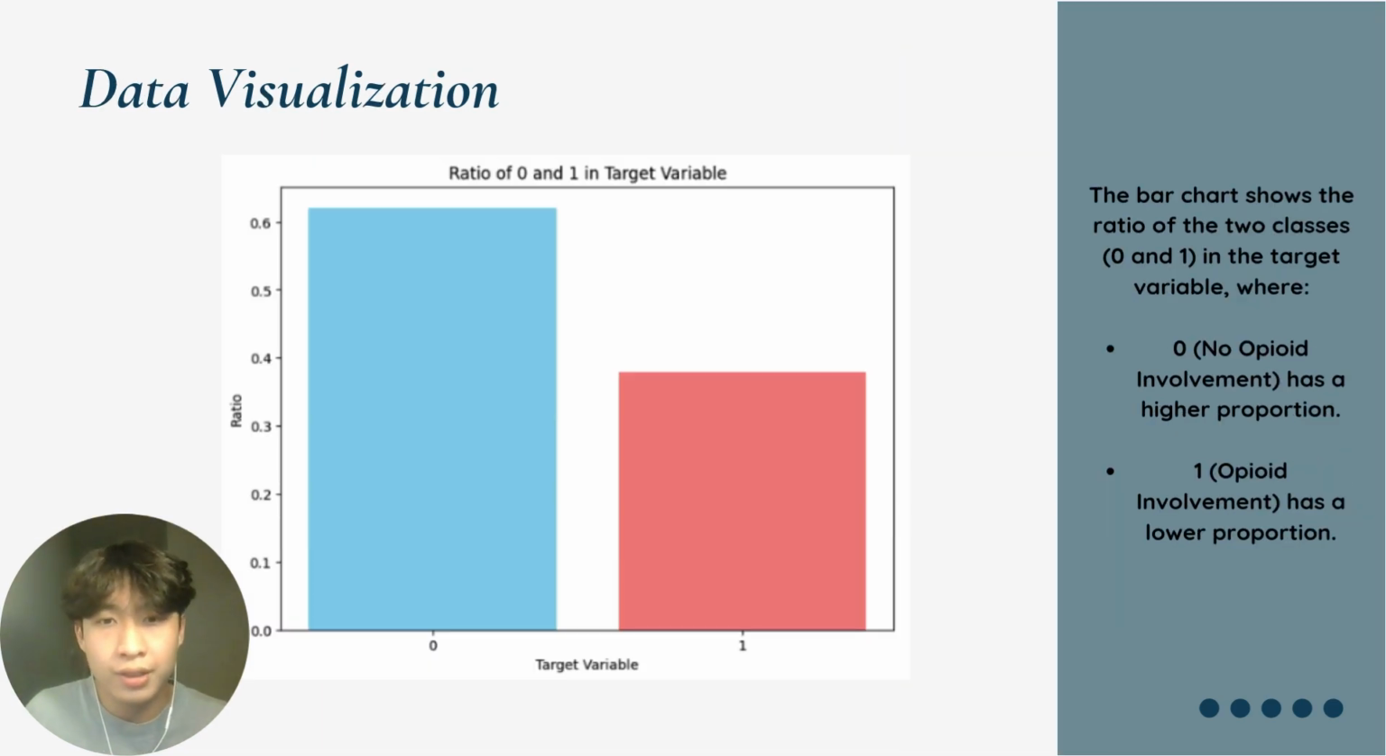Lastly, for data visualization, this is the ratio of the two classes, which are the presence of opioid and absence of opioid, denoted by 0 and 1. It shows imbalance, which is why resampling techniques were used to improve the model's performance. So you can see that 0 has a higher volume compared to 1.